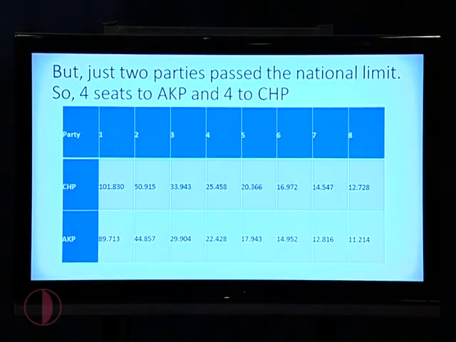So in that election, just AKP and CHP had exceeded the national limit, and what happened? The 8 seats in that region were partitioned by the major 2 parties, CHP and AKP, 4-4. If you have a look at the slide, you will see that the highest 8 portions are 4 to CHP and 4 to AKP.